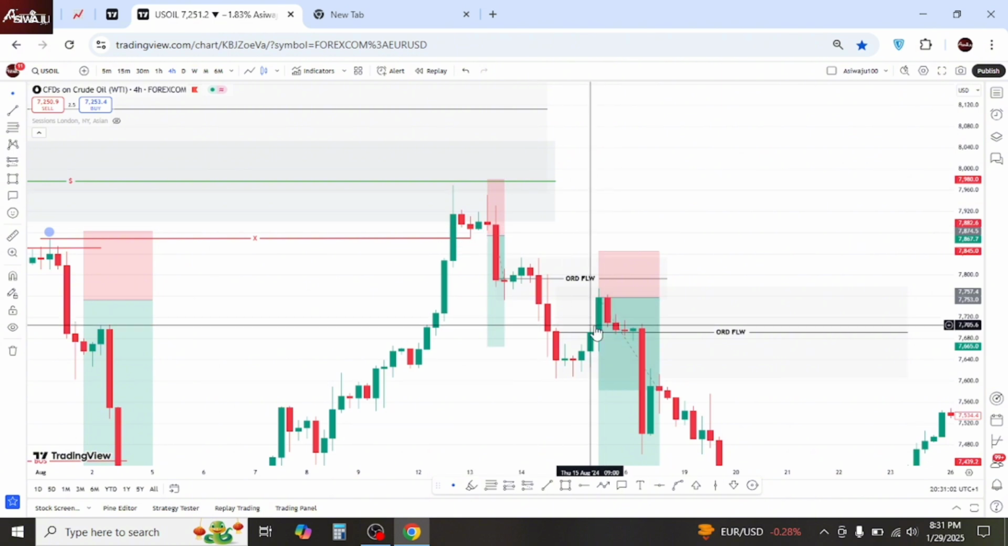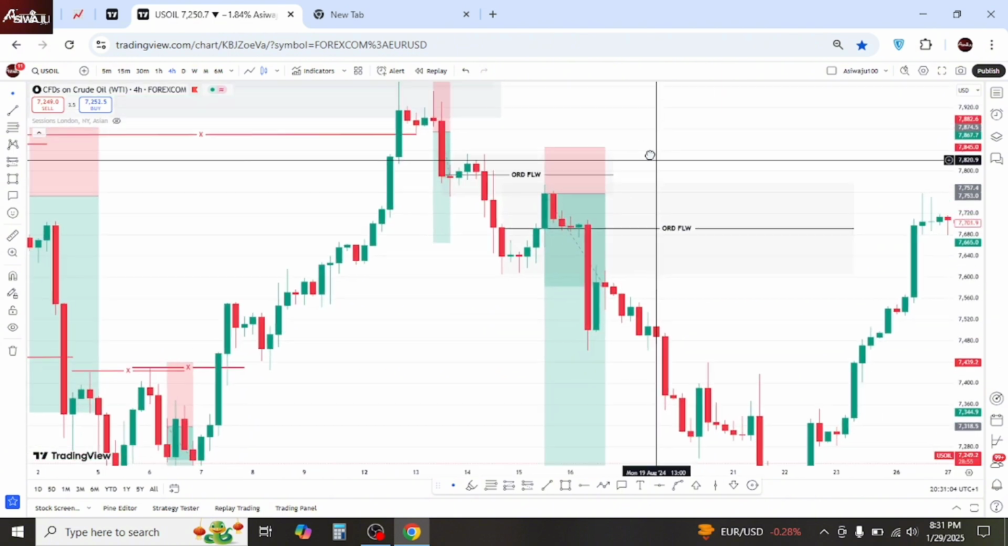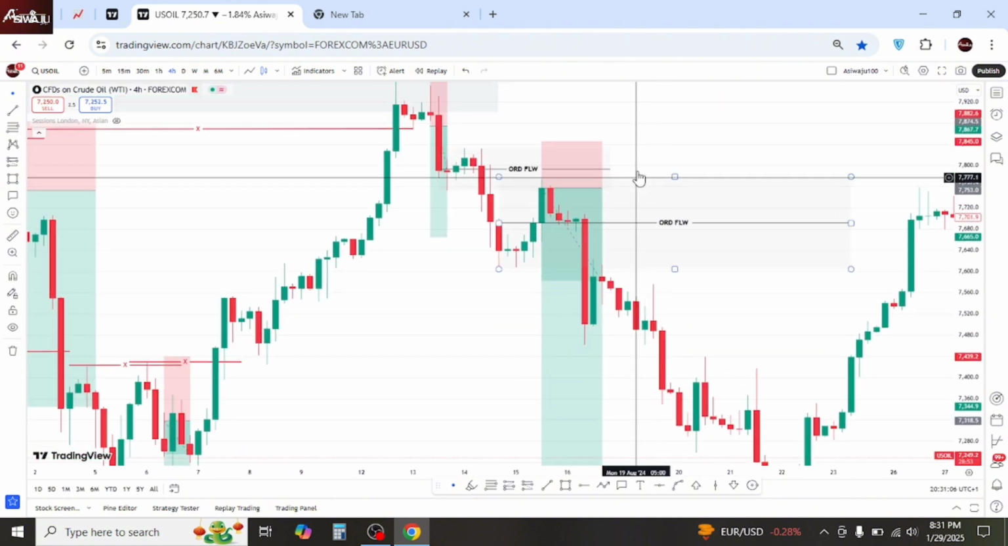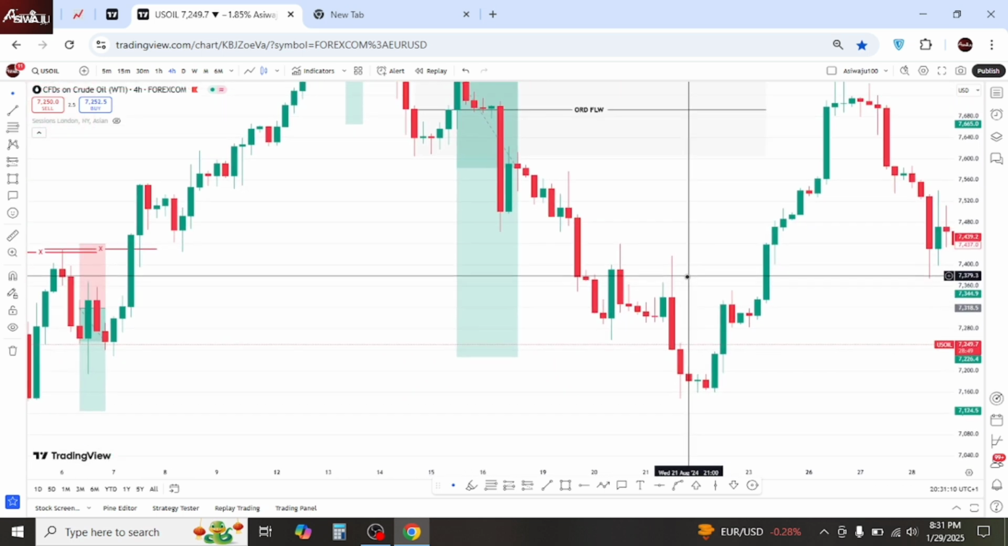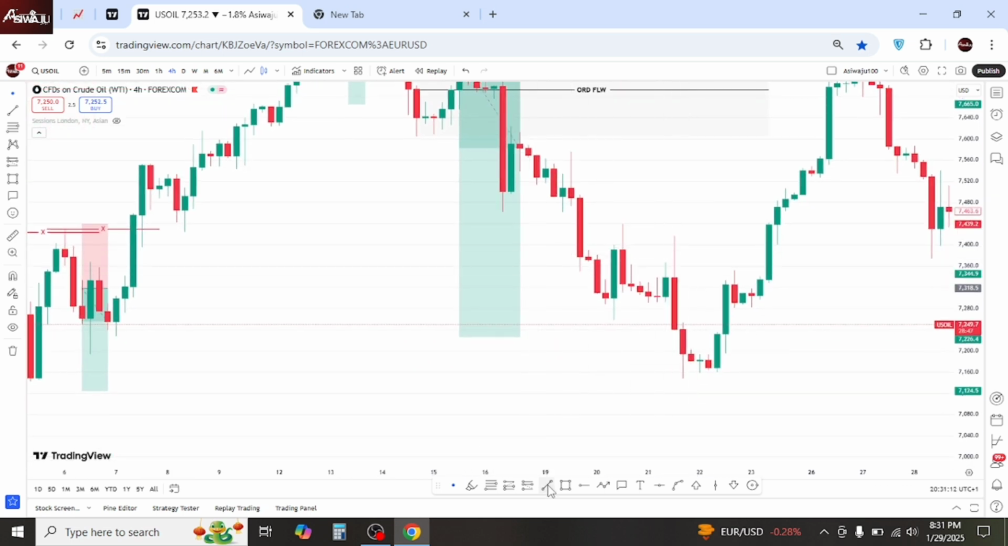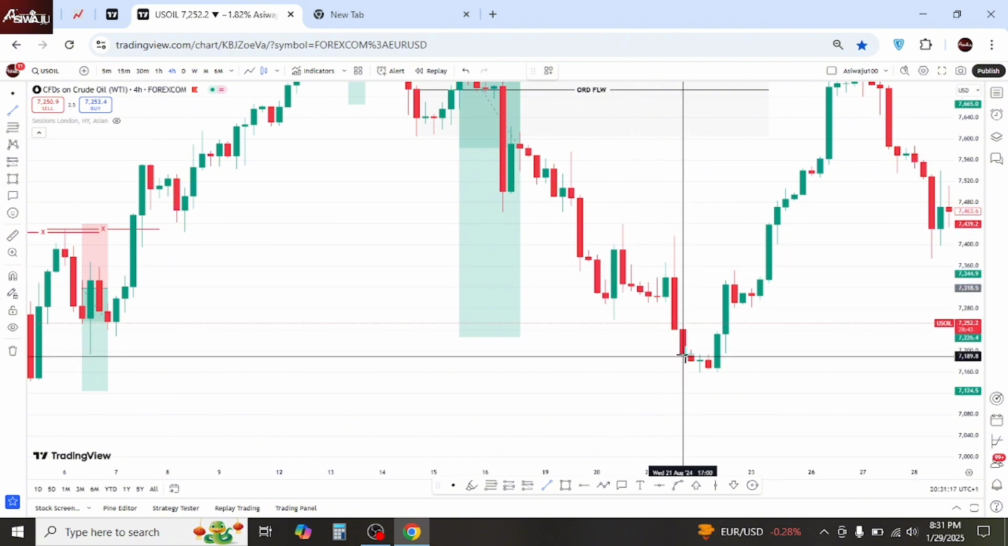I just want to make this very clear for us. We don't need to trade with inducement at this point, but since price has gone further to the downside, we can now start to wait for price to take out inducement before taking our trade. Now when you look here, you see that we have another order flow at this point.